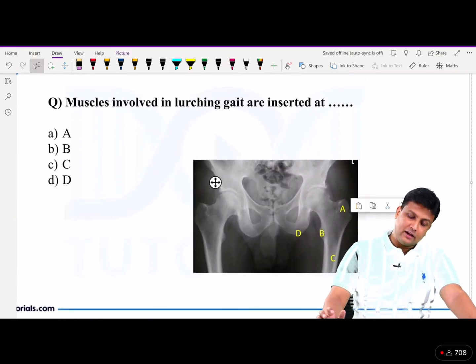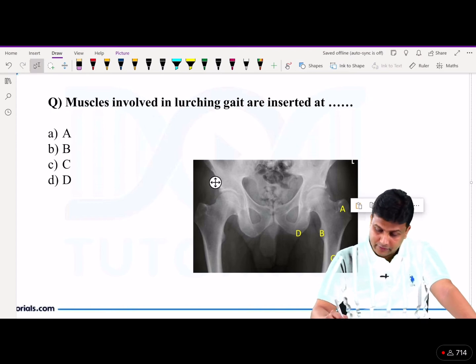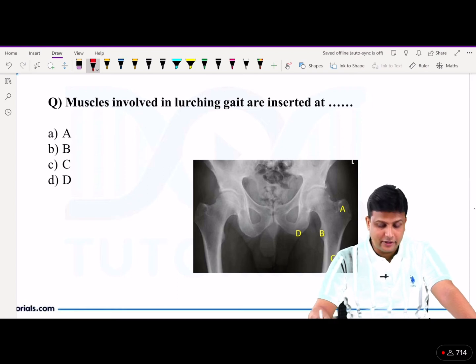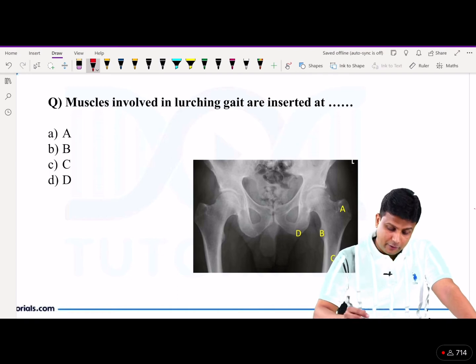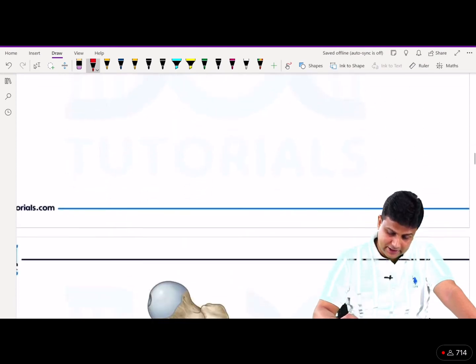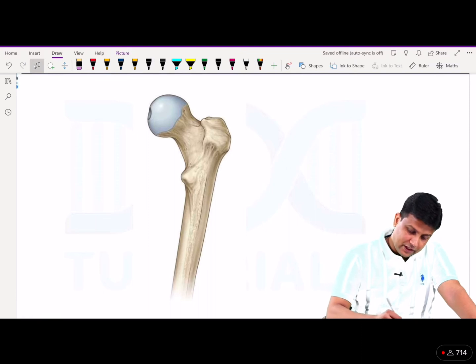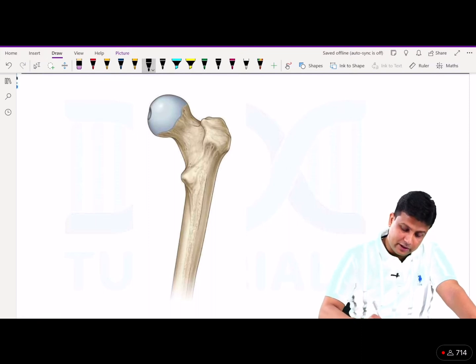Next one, another hot favorite thing of your MCQ examiner: the muscles which are attached to the femur. Now, muscles involved in the lurching gait are inserted at the femur. So let me first of all tell you in detail about the muscles getting inserted here, guys. If this is the upper end of the femur, remember this one here will be the greater trochanter.